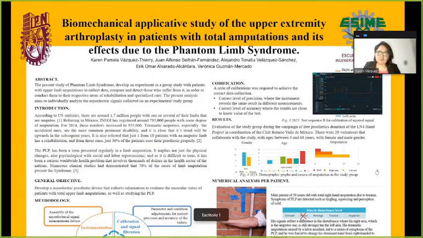Hello, I'm Karen Pamela Vázquez Thierry, and I'm going to show the results of my study, the biomechanical applicative study of the upper extremity arthroplasty in patients with total amputations and its effects due to the phantom limb syndrome.